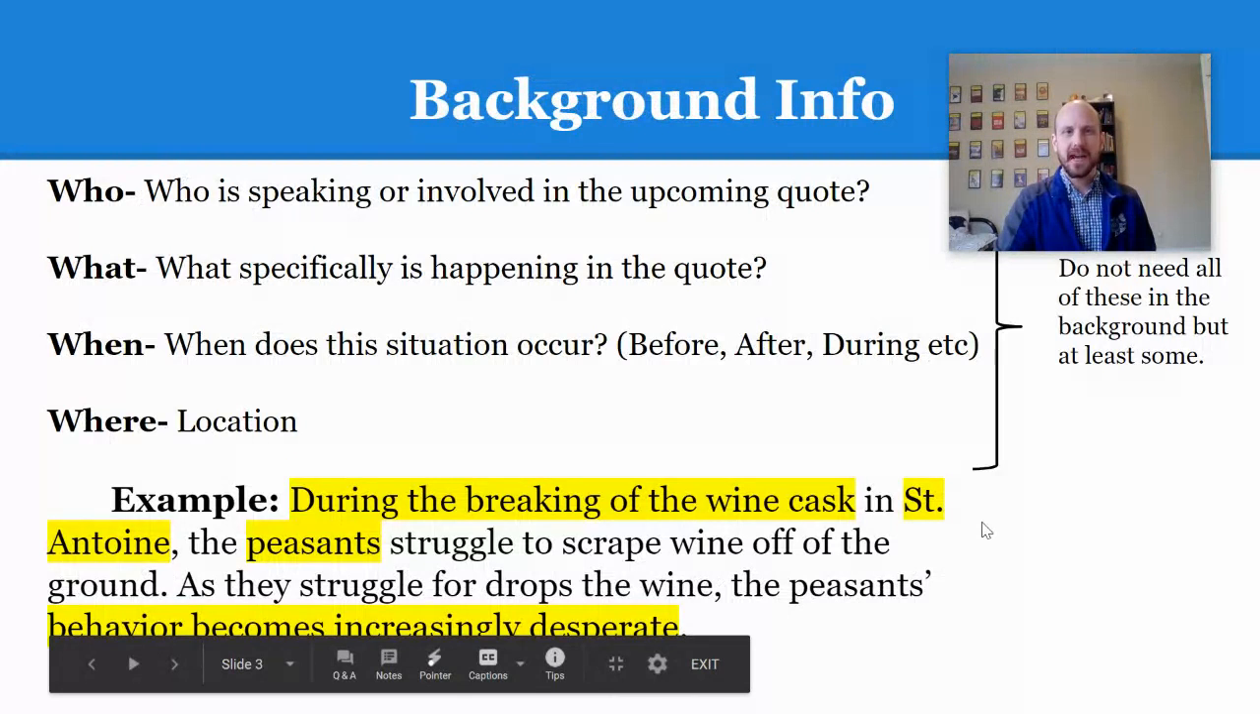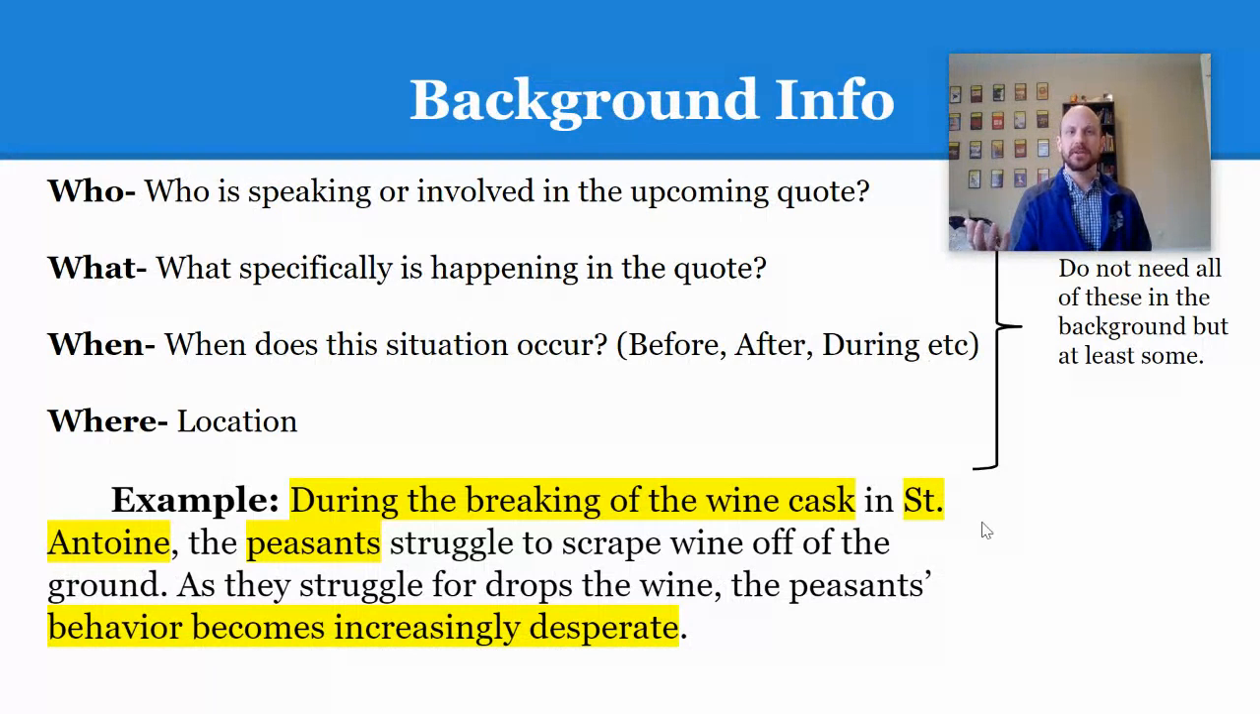But before we get into that, some background information: what you should ask yourself is the who, the what, the when, and the where. These are things that you should include for the context for the novel and for the critical source quote. They both use the same background information structure. What I've highlighted here are the who, the what, the when, and the where.